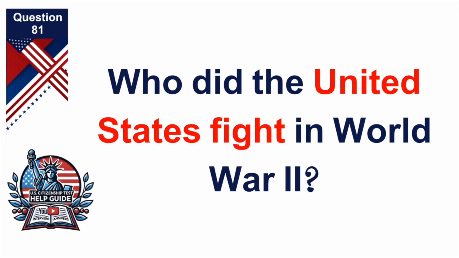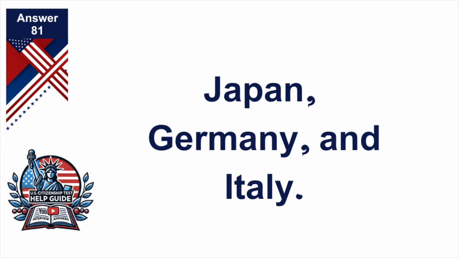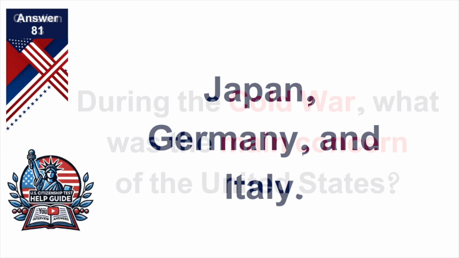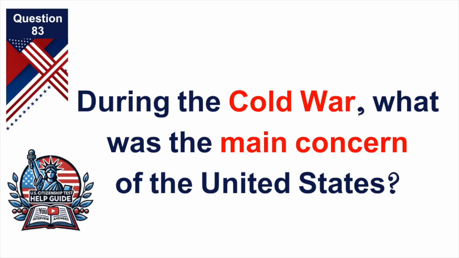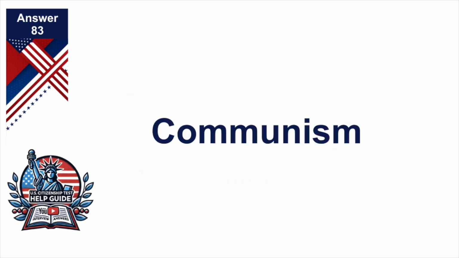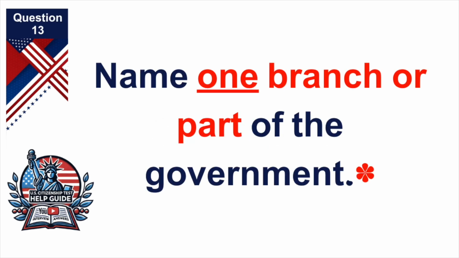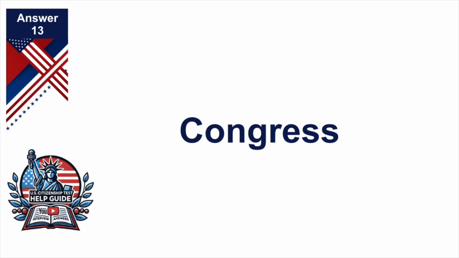Who did the United States fight in World War II? Japan, Germany, and Italy. During the Cold War, what was the main concern of the United States? Communism. Name one branch or part of the government. Congress.